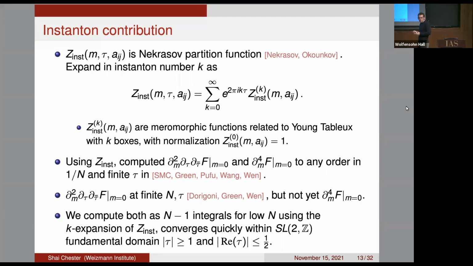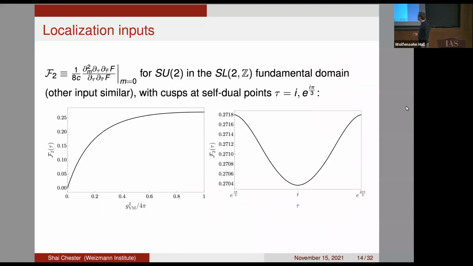And so then you could just do these integrals, which we did for SU(2) and SU(3), and you get the following result. So I will show you a sample. This is for one of the localization inputs, the one that involves 2 derivatives of mass, 2 derivatives of tau. This is for the SU(2) case. And so you can plot this localization input. The plot on the left is going from the free theory until tau equals i, which is the Z2 self-dual point. It just takes the following form.